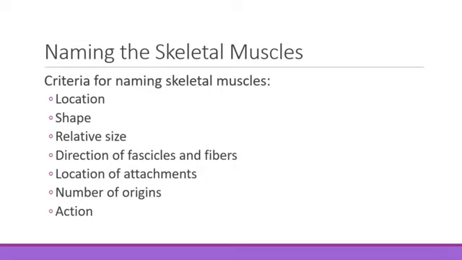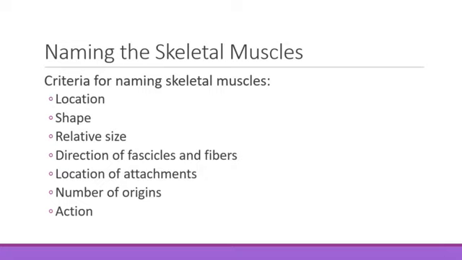So with regards to location, we know that location can indicate where a muscle is located. For example, we talked about the brachialis muscle in the arm. Brachium means arm, so the brachialis muscle is a muscle in the arm. Intercostal muscles: we know that the intercostal muscles lie between the ribs. Costa is the word meaning rib.